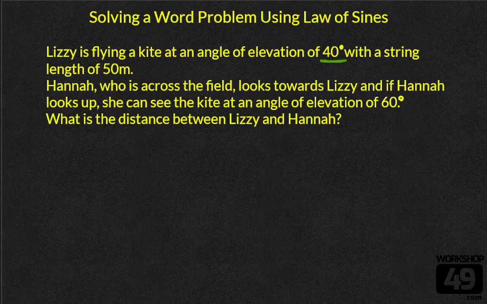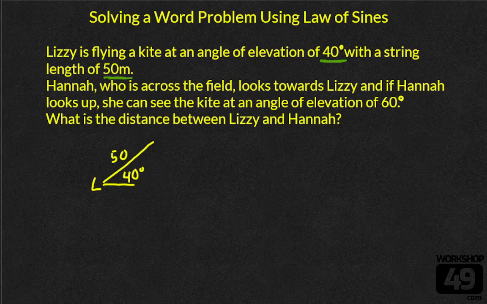So we can go ahead and draw this so we can label Lizzie, and she's flying her kite and it's at an angle of elevation of 40 degrees, and we know that that kite string is 50 meters. One of the best things that you can do in a word problem is just start labeling.